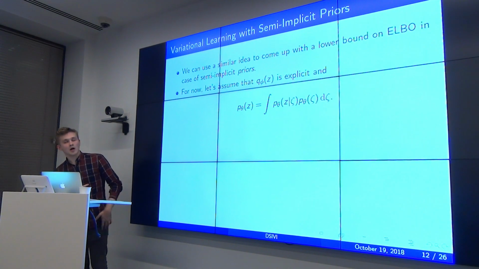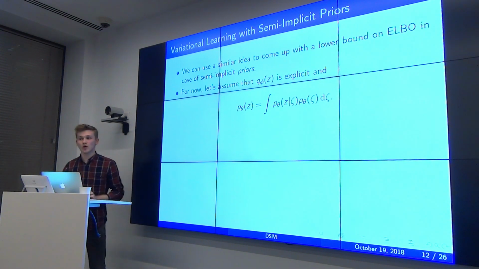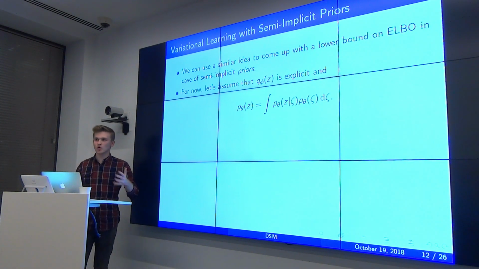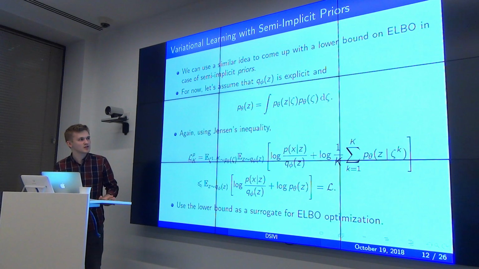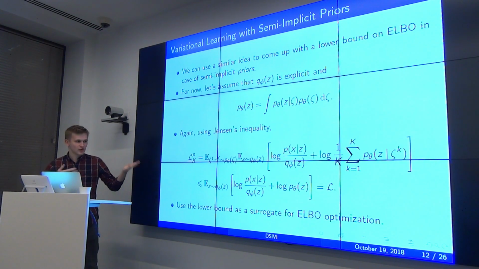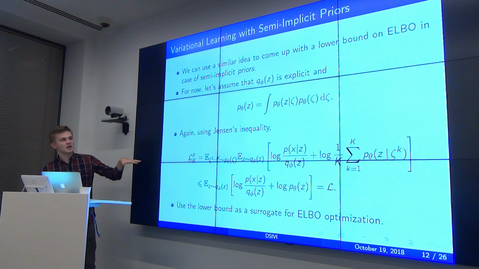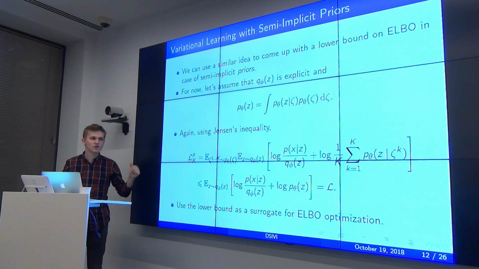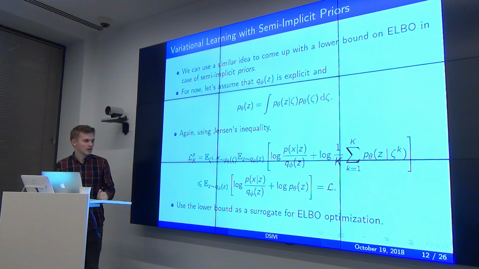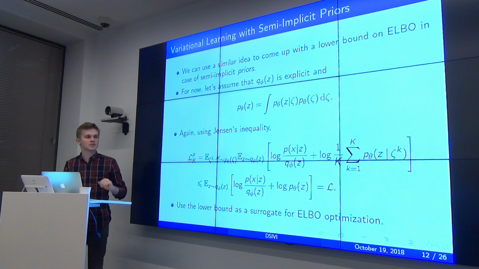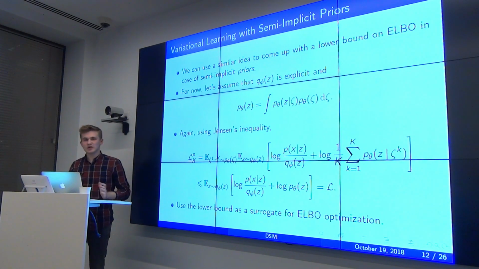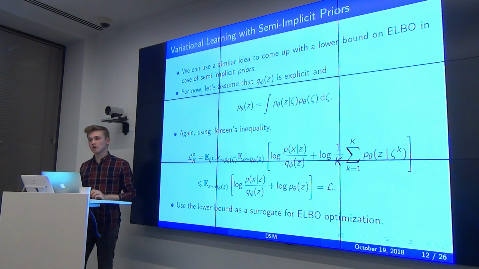Okay. So how can we extend this approach to use it for semi-implicit priors? Well, we just use the same idea. And surprisingly, this gives us the lower bound right away, because Jensen's inequality now works in a different direction, because we have a plus here instead of a minus, and we just get a lower bound on the ELBO. It's exactly the same idea as for the upper bound in the case of semi-implicit posteriors, but we have a semi-implicit prior now, so we get a lower bound. And we can immediately use this lower bound as a surrogate for ELBO optimization.